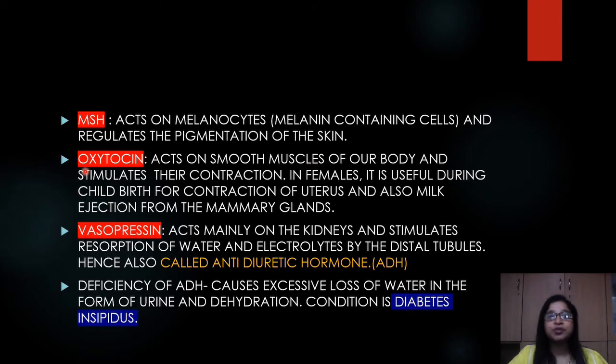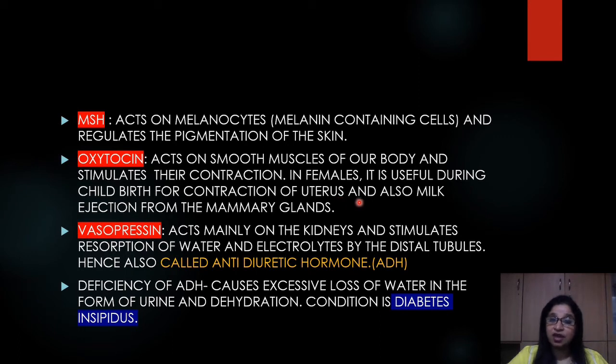Oxytocin. Now we are going on to the posterior pituitary, or the neurohypophysis. Oxytocin is one hormone which shows its action on the smooth muscles of the body, and it stimulates their contraction. So it is a very important hormone during childbirth, because in females it is useful for the contraction of the uterus. This facilitates the childbirth and helps in the delivery when the uterus, which is a muscular sac-like organ, actually contracts and releases the fetus.